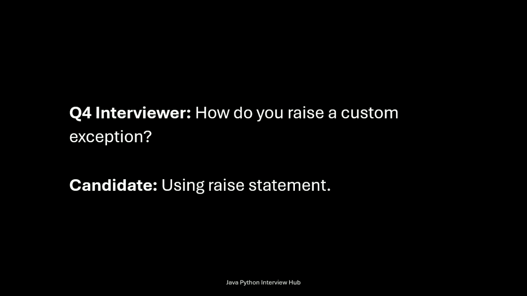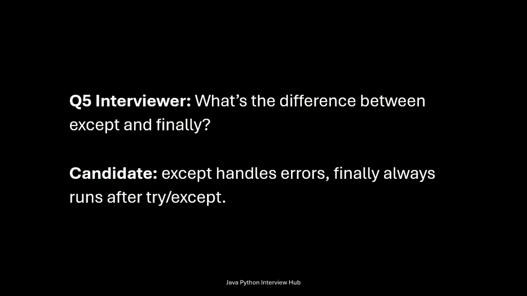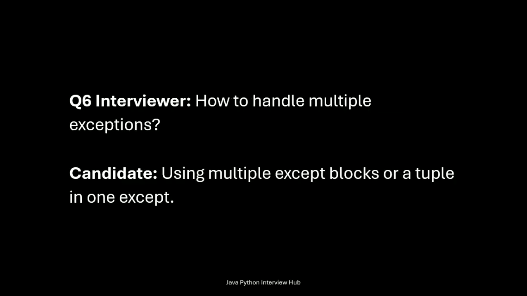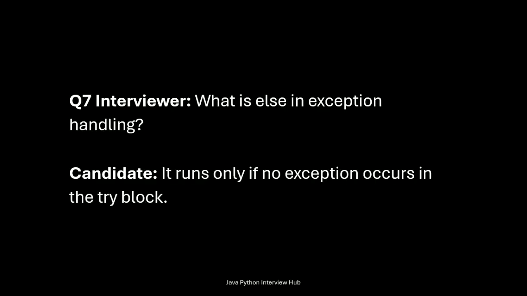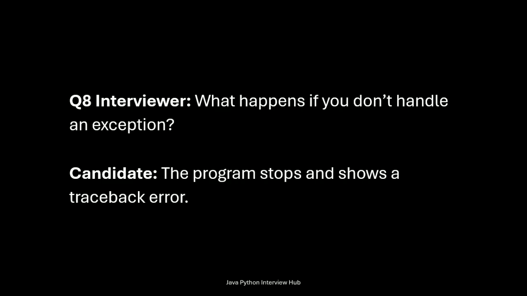How do you raise a custom exception? Using the raise statement. What's the difference between except and finally? Except handles errors. Finally always runs after try except. How to handle multiple exceptions? Using multiple except blocks or a tuple in one except. Right? What is else in exception handling? It runs only if no exception occurs in the try block.